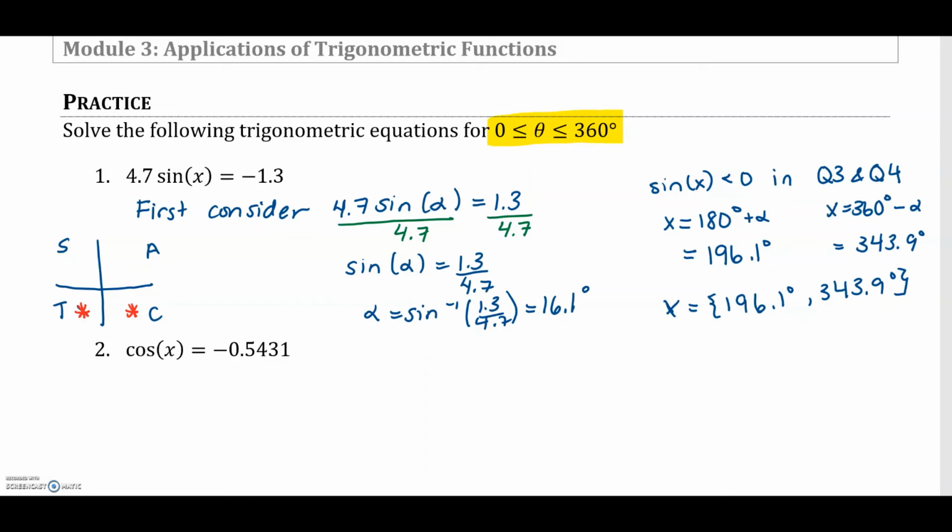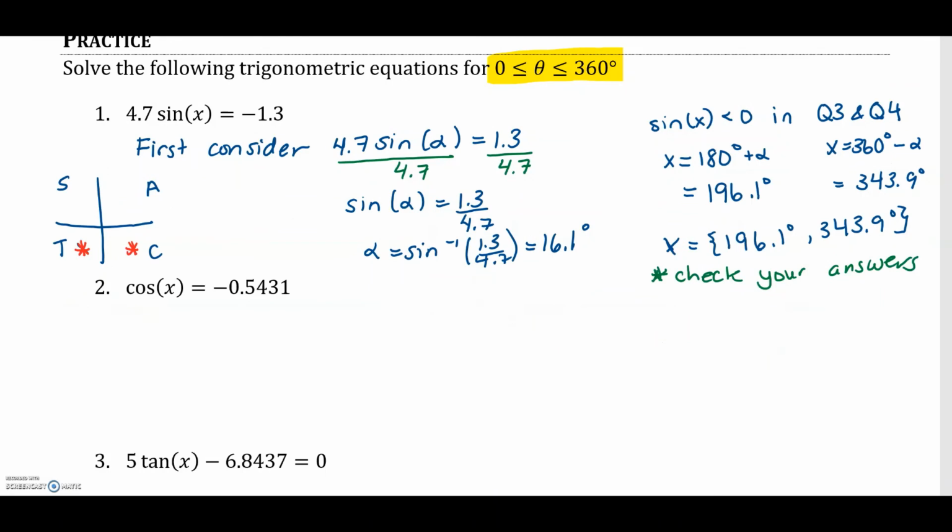Now you might be wondering if these answers are in fact correct. What you can do is check your answers. To check your answers, you take each of the angles that you calculated as solutions and plug them into the original equation, and if you evaluate the left-hand side, you should find that 4.7 times sine of x for each of your x values is in fact equal to negative 1.3.